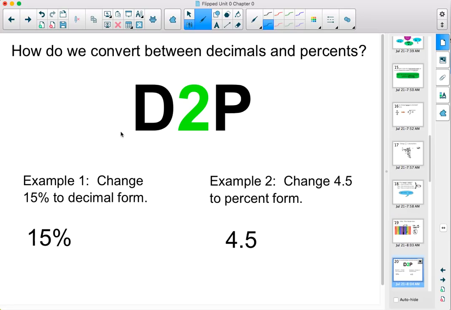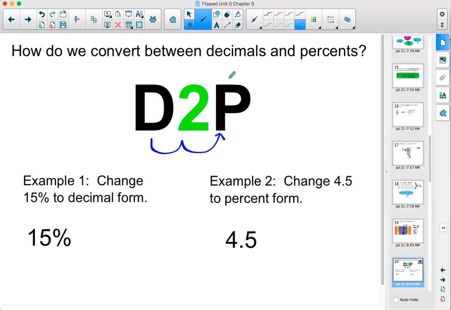Last set of notes here. How do we convert between decimals and percents? So decimals and percents, we have this beautiful memory device, D2P. If we begin as a decimal and want to change it to a percent, we grab our decimal point, we move it 2 places to the right. Decimal to percent means we're going to the right. That 2 tells me how many times to move the decimal.